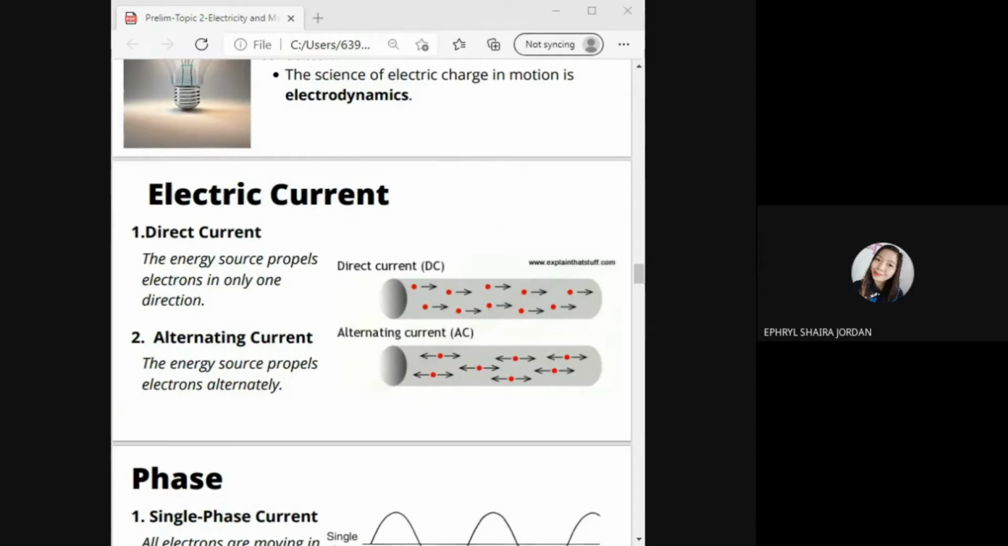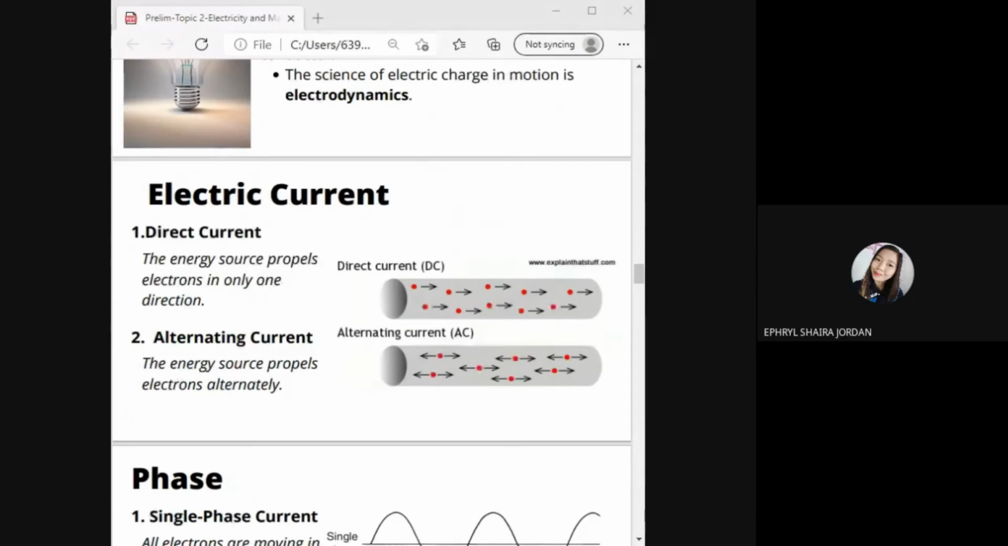The second is alternating current. If the energy source is of an alternating form, alternating current or AC is produced. When the switch is open, no current flows, but when the switch is closed, electrons first flow in one direction and then reverse and flow in the opposite direction. Alternating current refers to the flow of electric charge that periodically reverses direction.